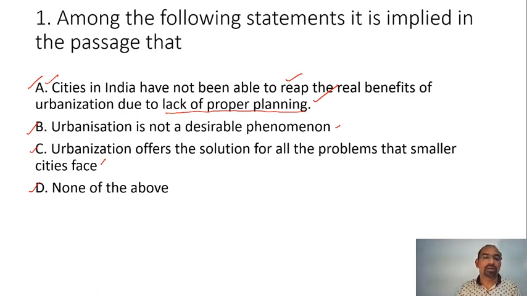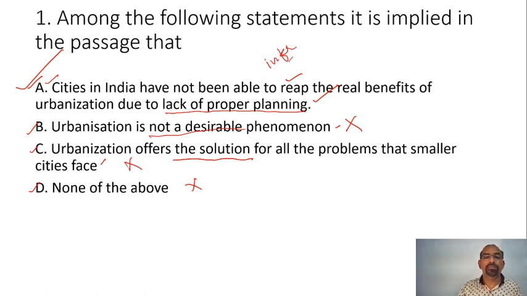Urbanization is not desirable. Is it saying that there? No, so it is not there. Urbanization offers a solution for all the problems. Does it offer any solution? No. None of the above? No. So the answer for this question is option A. This type of question is not a direct question. You have to infer the meaning. A little bit you have to think about, then you will get the answer.